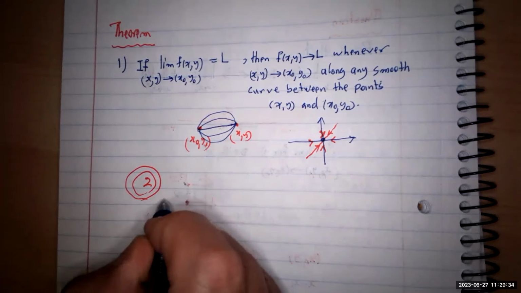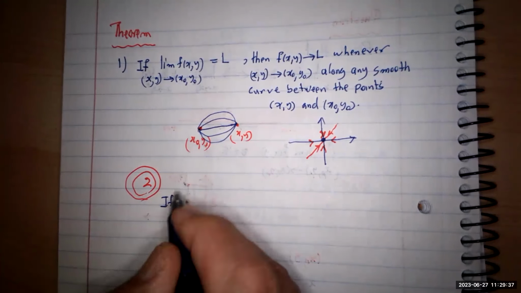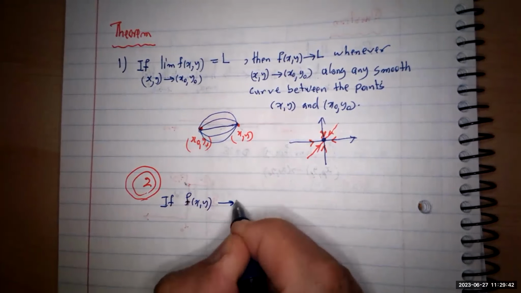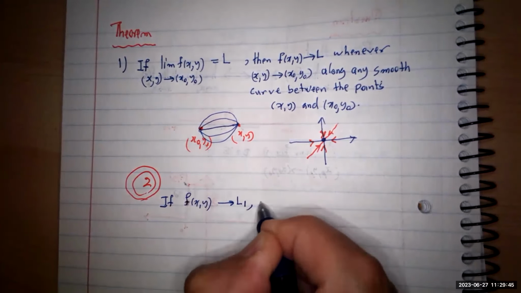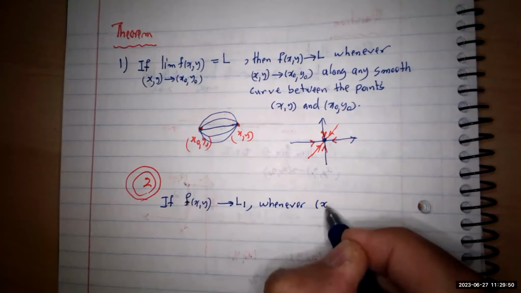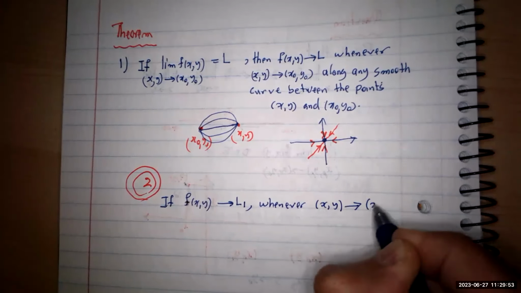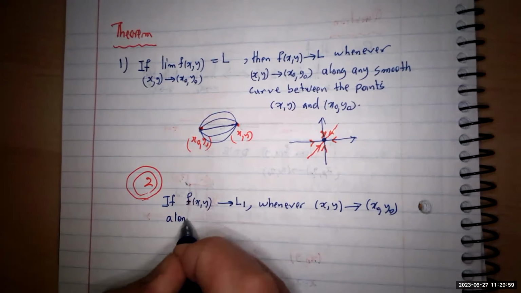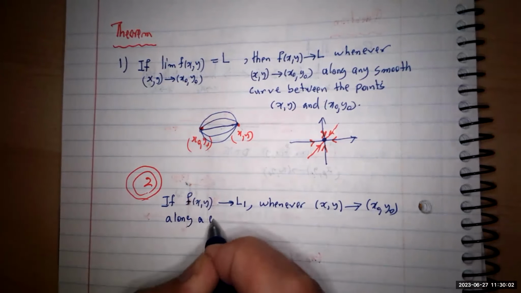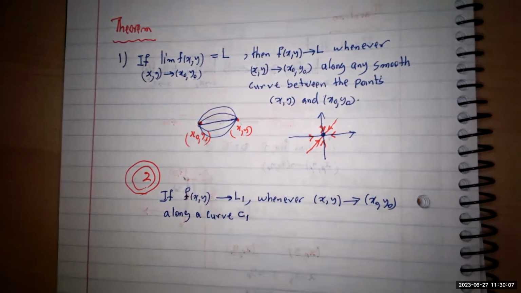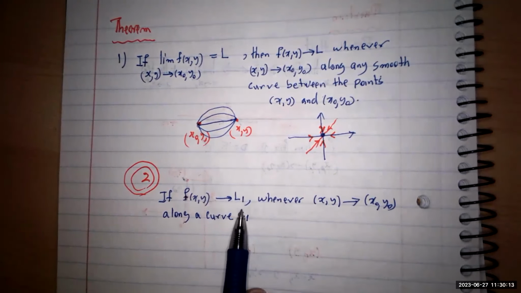So the second part is this: if f of x comma y goes to something, we call it L1, whenever x comma y goes to x0, y0 along a specific curve C1. Again, you want to go from Oceanside to San Diego, you go through the 5. This is the 5, and they get the L1.